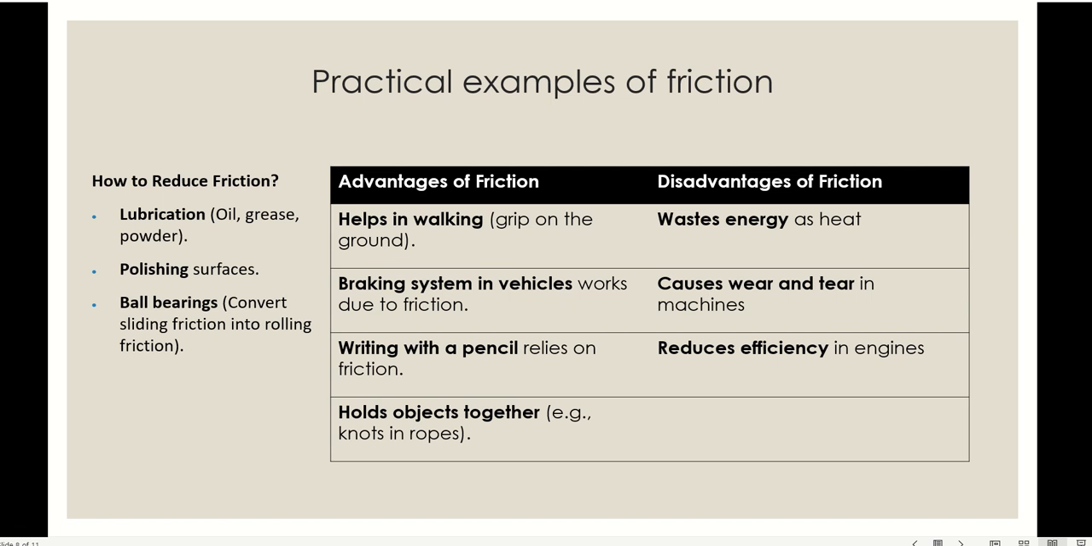Yes, we do. A lot of our energy is wasted as heat in the machines. It can cause more damage, such as we have to replace the machine every now and then, and it also reduces the efficiency. But can we minimize these friction disadvantages? Yes, we can use oil, grease, or powder. This is called lubrication. And by polishing surfaces, we can reduce the friction. By using ball bearings, the machine can work by converting the sliding friction into rolling friction.